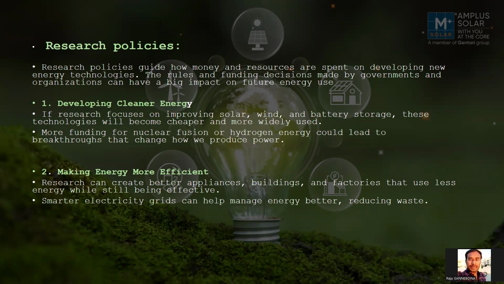The first thing which influences research policy is hydrogen energy, which could lead to breakthroughs that can change how we produce power. And the second thing is making energy use more efficient. Research can create better appliances, buildings, and factories that use less energy while still being effective. One example you are seeing is electric vehicles. As the technology becomes more active, we can have better energy usage and smarter electricity grids, which are very much used right now. It's a form of renewable energy for reducing waste.